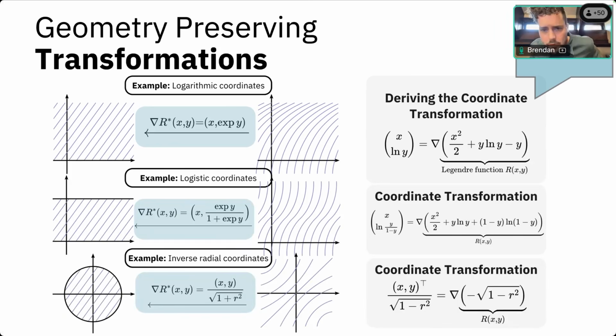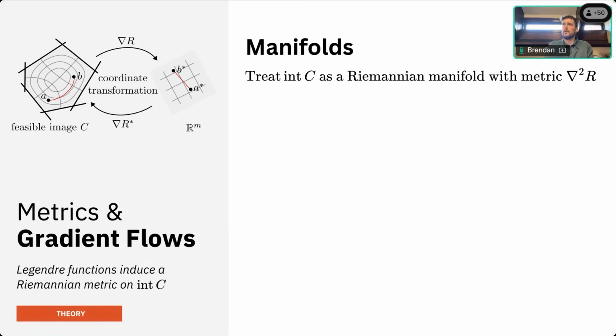But we need a little bit more than just a transformation. It turns out the Legendre function also gives us a geometry, a Riemannian structure to the convex set. And we access that structure by actually looking at the Hessian of the function. So we have a Legendre function, gradient is a transformation. We can treat the interior of C as a Riemannian manifold with a metric given by the Hessian of R. Now remember, one of the properties of R was that it's strictly convex. So the Hessian is always a positive definite matrix at every point.